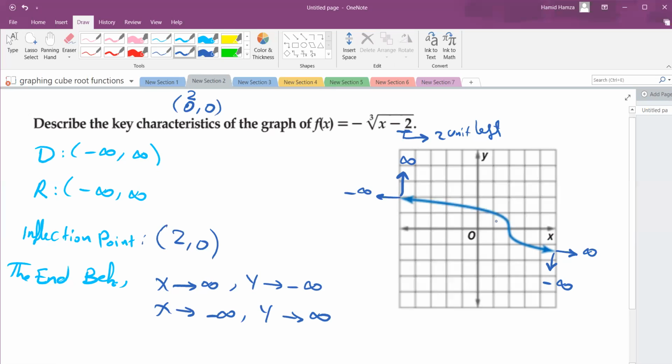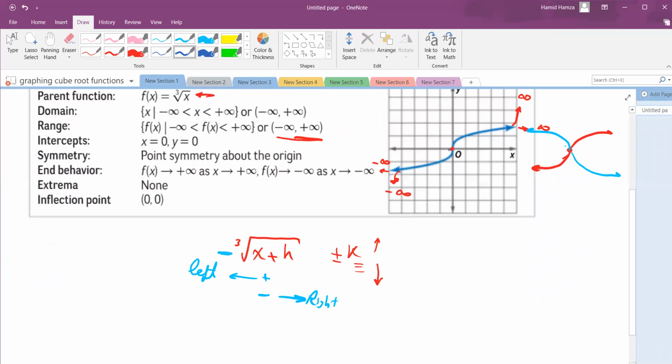What is the effect of this sign? This sign will make the graph of the function reflected about the x-axis. So let me take you back. The shape should be like this: from the inflection point, go up. After the inflection point, up. Before the inflection point, down. But if it has a negative, it will be reflected.